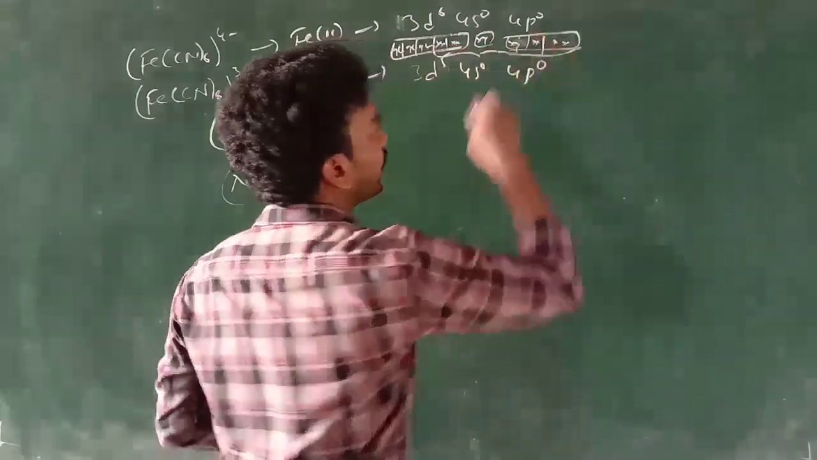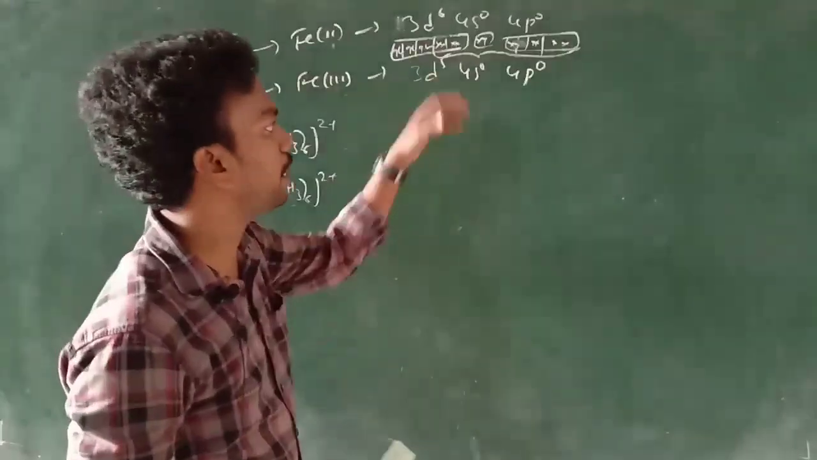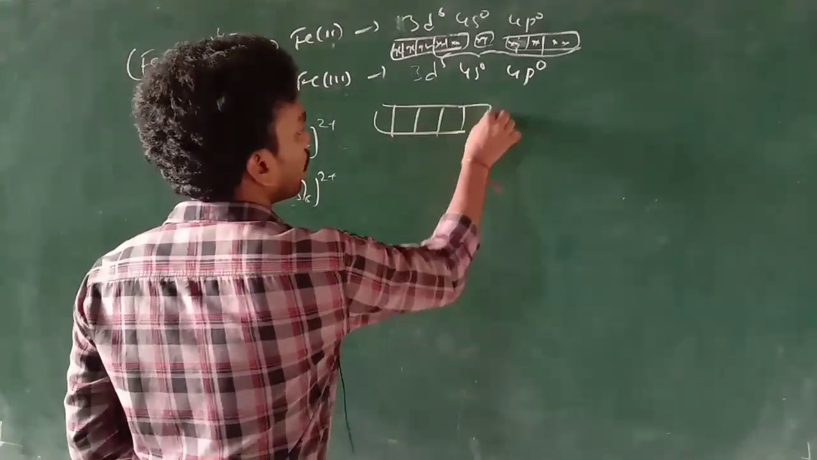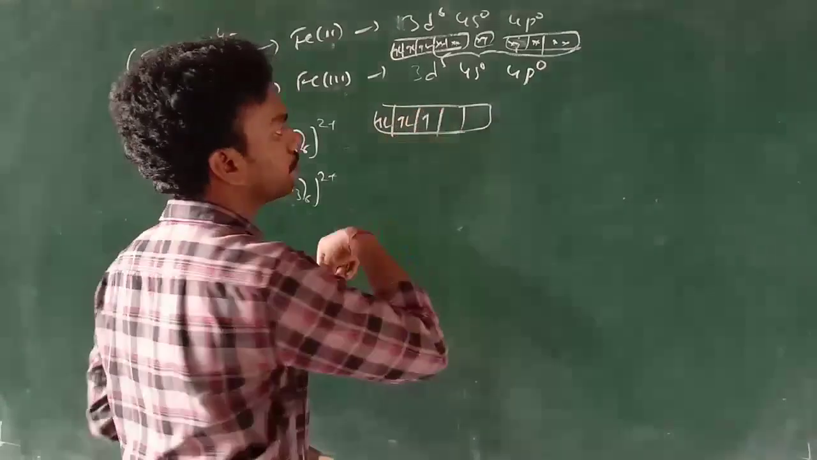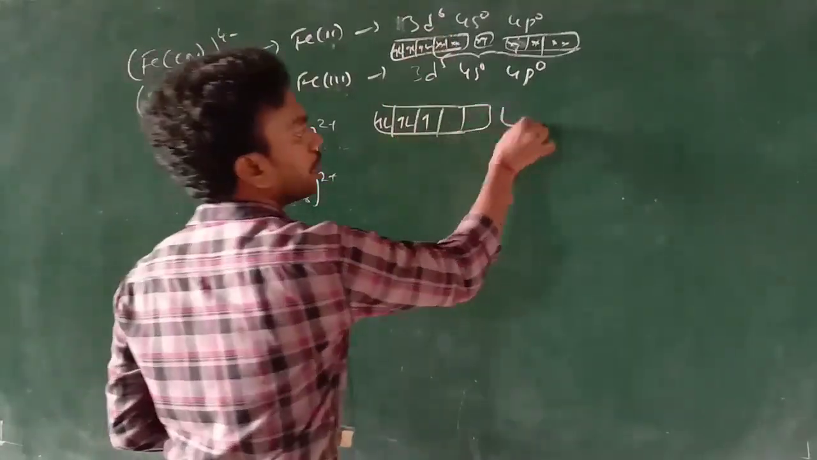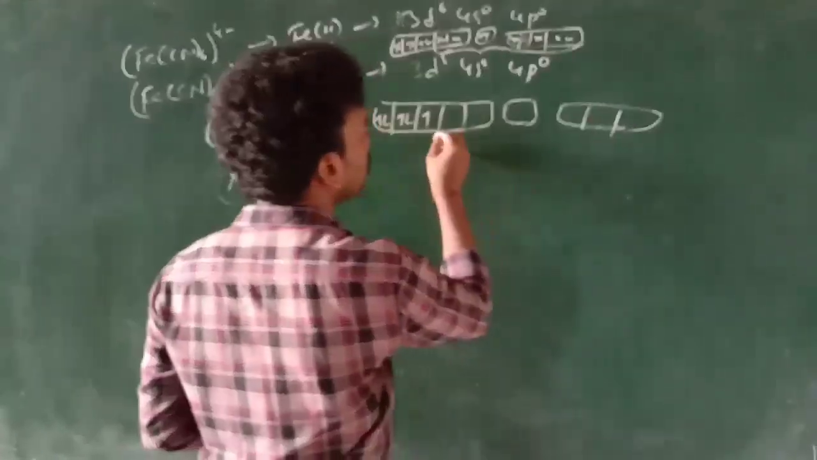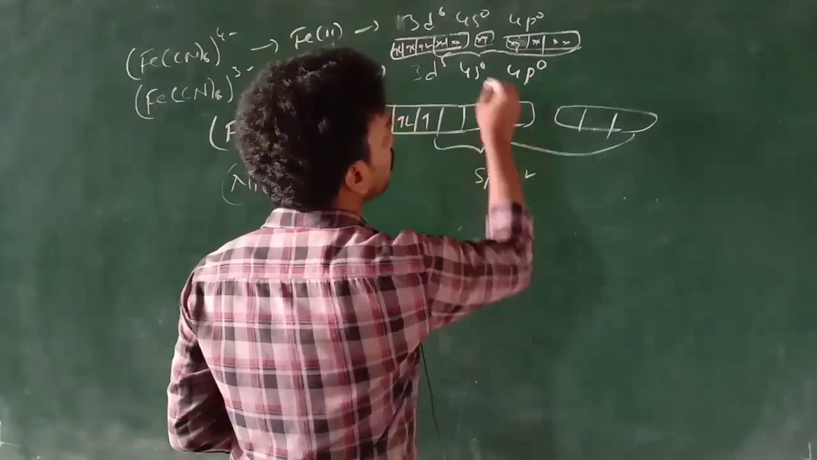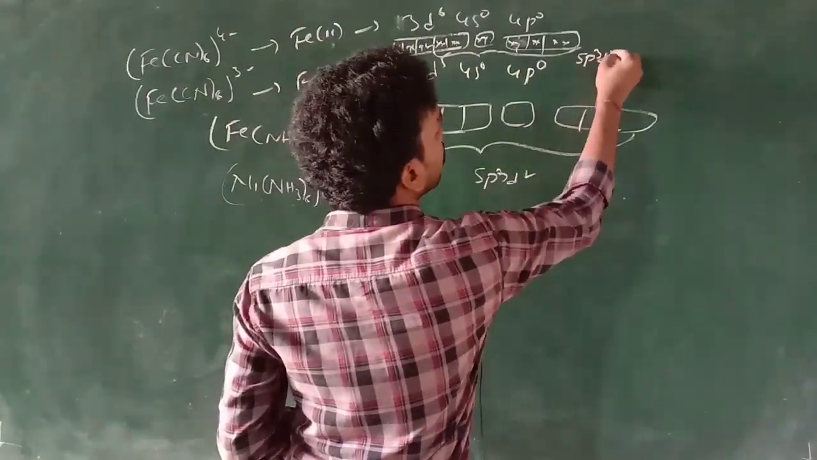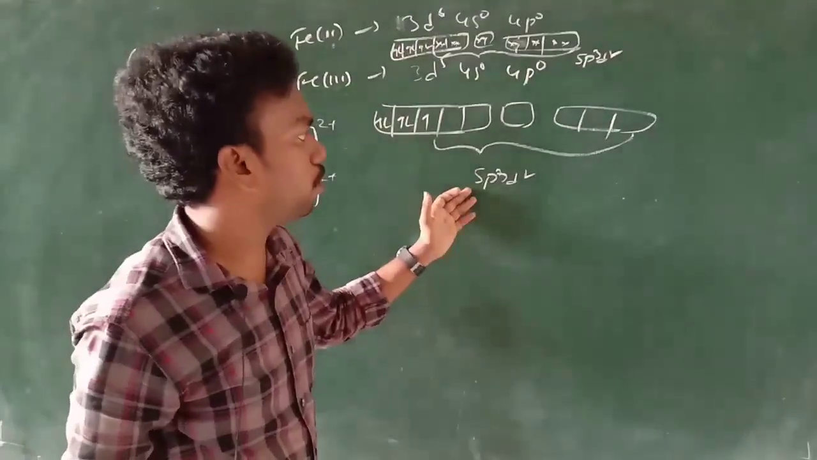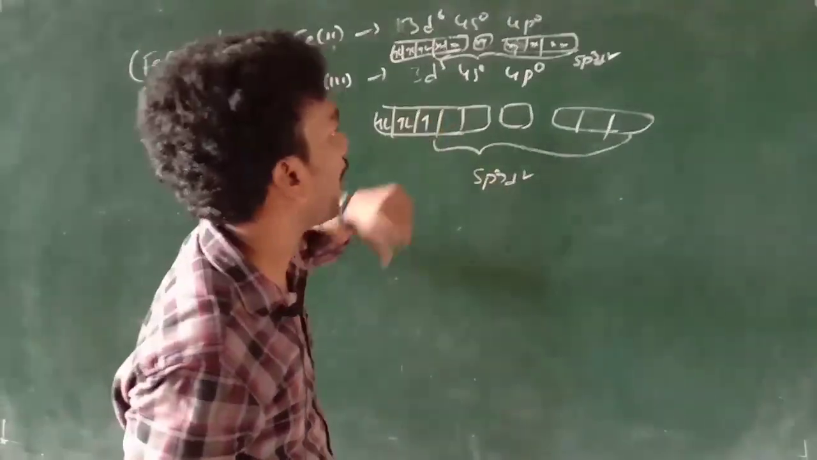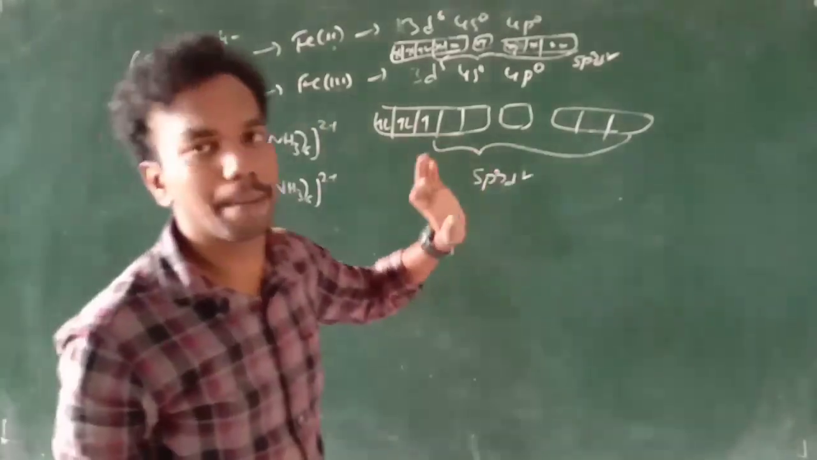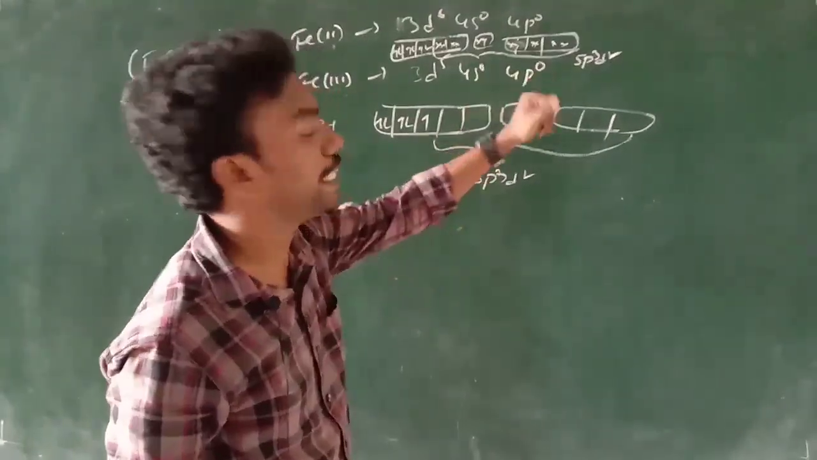So, d2sp3 hybridization, inner orbital complexes. Now, coming to this complex, 3d5, again as per Hund's rule, 1, 2, 3, 4, 5. Here it is 3d6, and here 3d5, with 4s0 and 4p0. Here also sp3d2, both hybridizations are the same. Both are octahedral complexes, both involving sp3d2 hybridization.